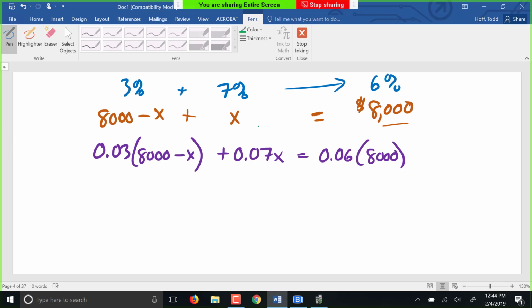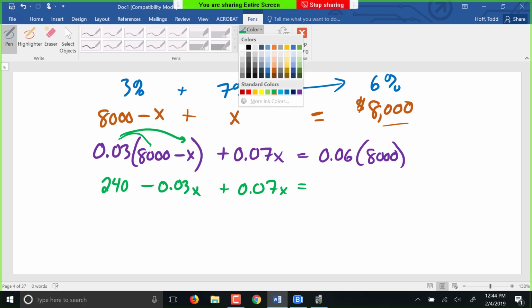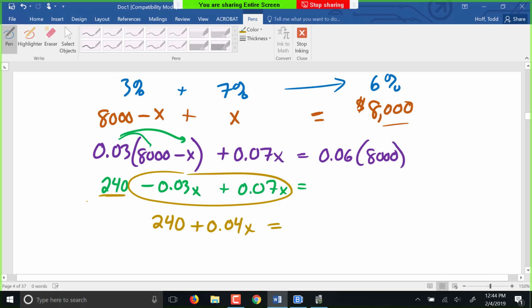First step is to combine what we can on each side. So on the left side, I'm going to distribute. 0.03 times 8,000 is 240. 0.03 times negative x is negative 0.03x. And we have the plus 0.07x. I can still combine on the left side. I've got negative 0.03x and positive 0.07x, so that comes out to be a positive 0.04x. The 240 didn't change, that just stays there.